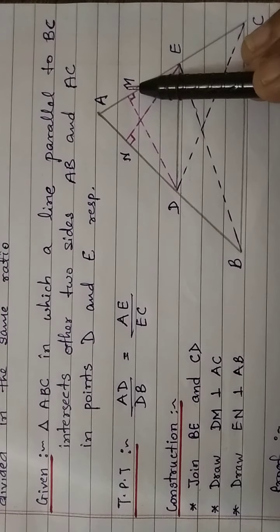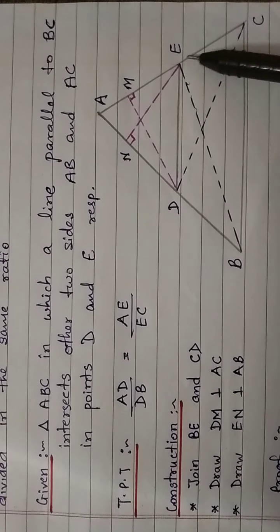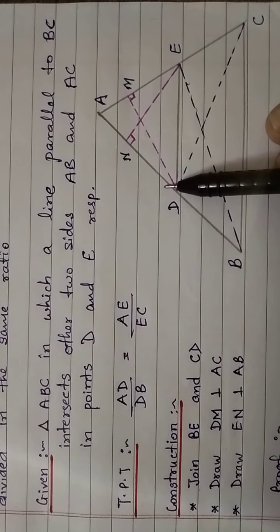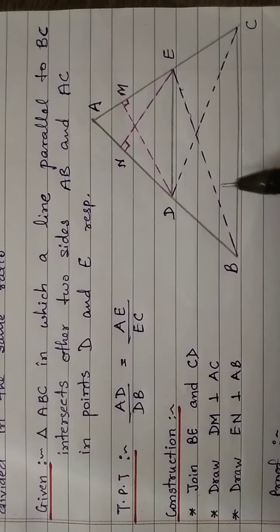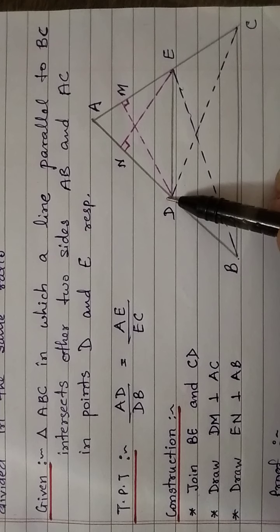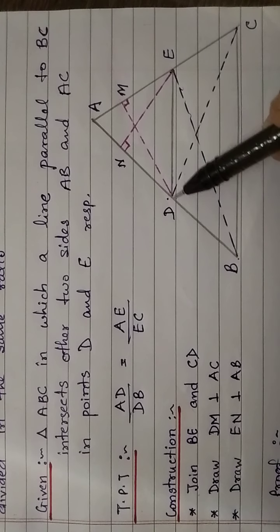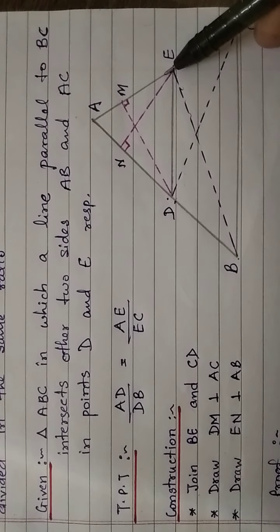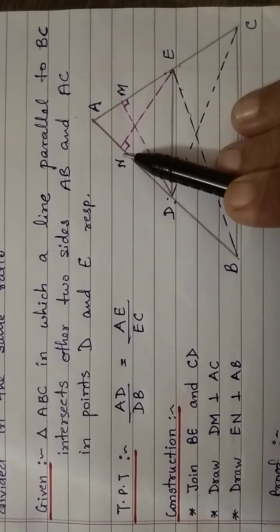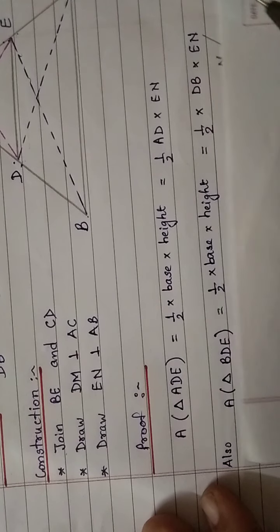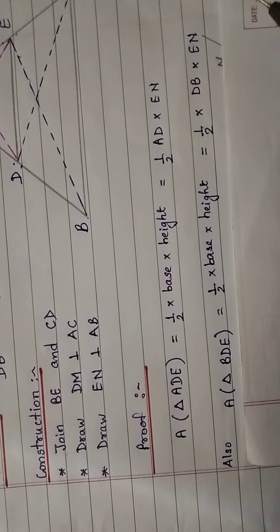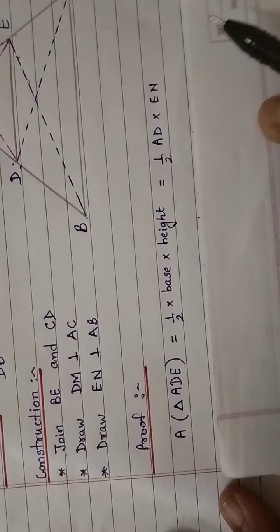DM is perpendicular to AE and EN is perpendicular to AD. So these are the constructions which I have done. I joined B to E and C to D, and then I dropped perpendiculars, that is, DM perpendicular to AE and EN perpendicular to AD. These are my constructions. Now I start with my proof. So what do I do in my proof?